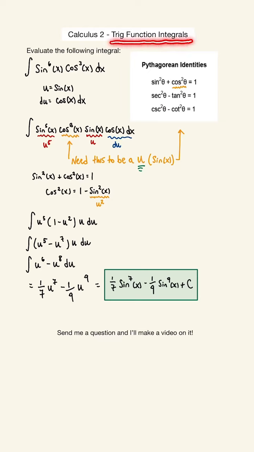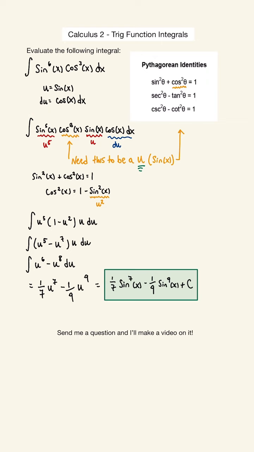Here we have another trig functions integrals example problem. We want to integrate sine to the sixth of x multiplied by cosine cubed x dx. And our first step in solving this example problem is we want to try and use u substitution.